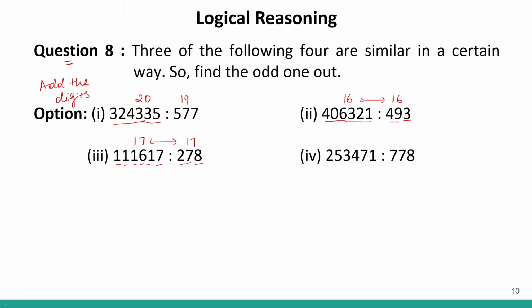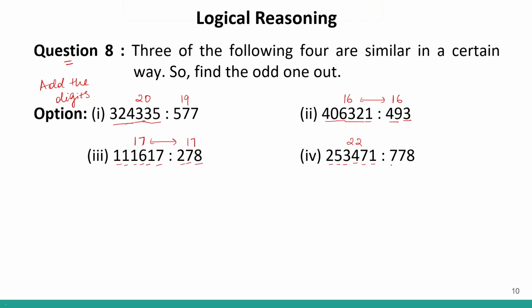Only in option number 1 the sum is different. Now let us check for option number 4. So 2 plus 5 is 7. 7 plus 3 is 10. 10 plus 4 is 14. 14 plus 1 is 15. And 15 plus 7 is 22.